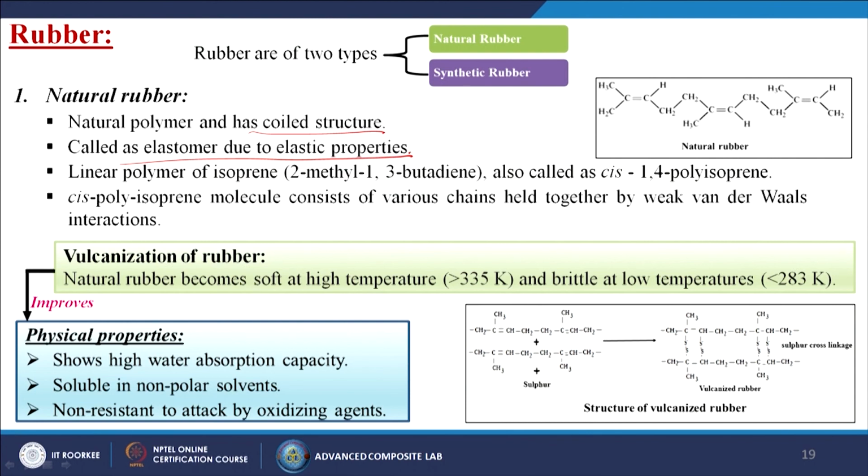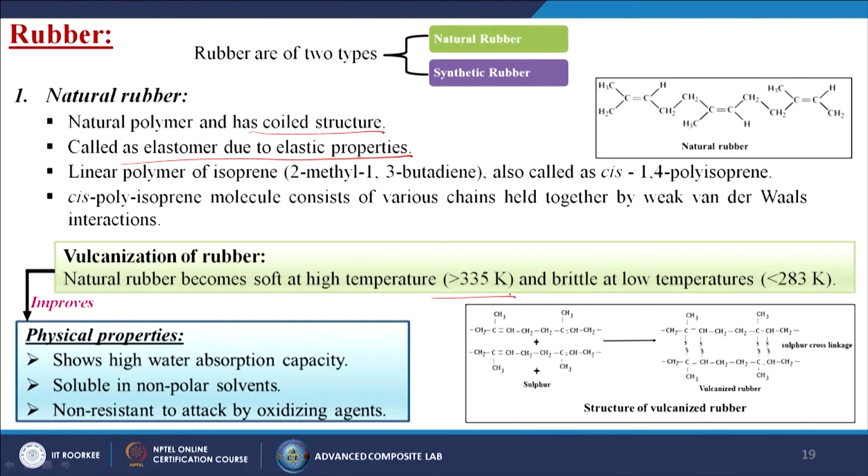As I told already, vulcanization of rubber means that when we are adding two or more rubbers, in between them we use some cross-linking materials like hydrogen peroxide or sulfur, and then we make one kind of polymeric chain over there.